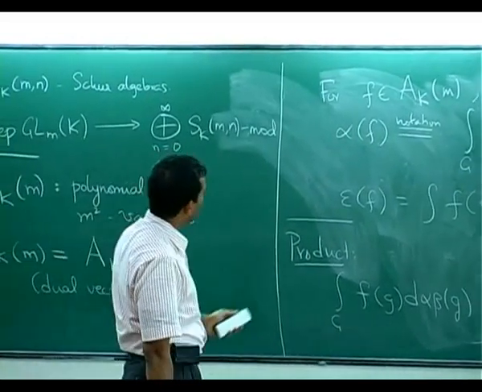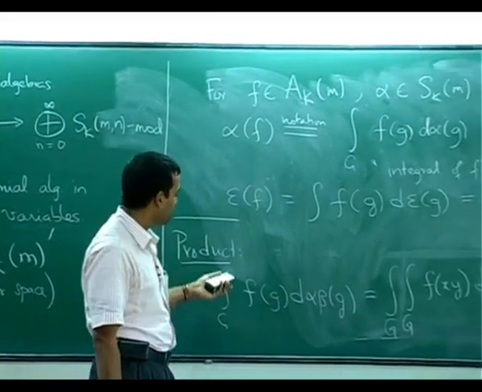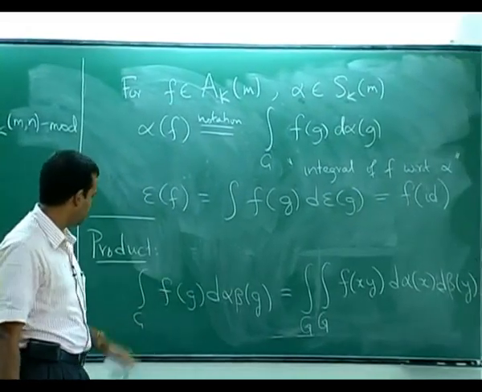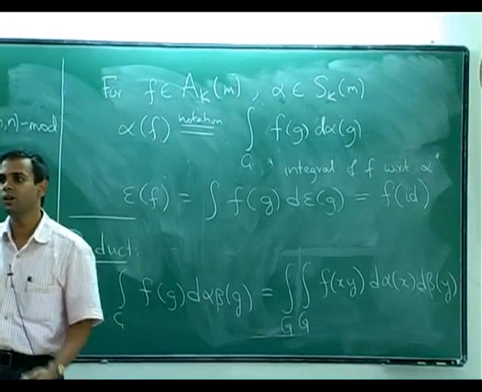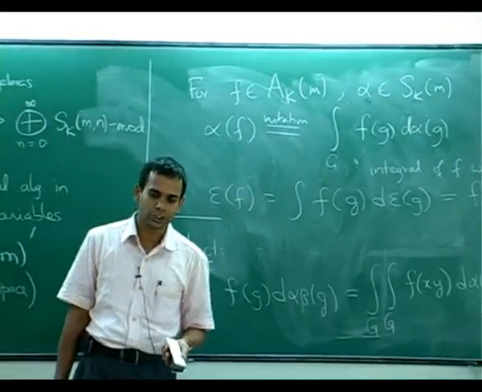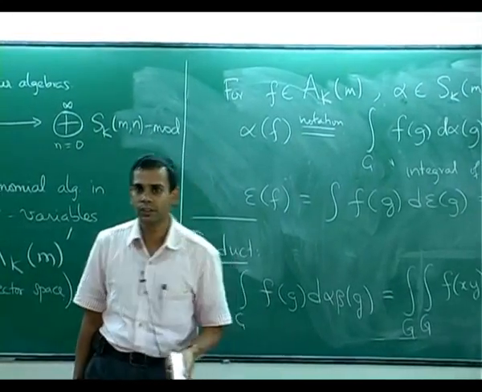Okay. So there you go. I've just defined the Schur algebra. Now let me tell you how, given a polynomial representation of GL_m, you can get a module for the Schur algebra.